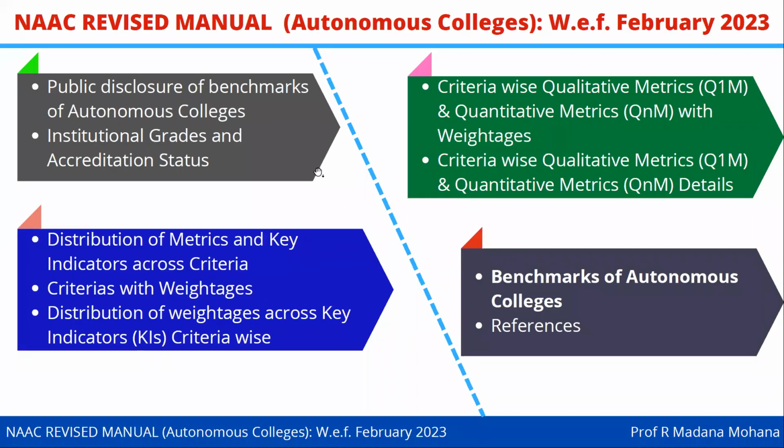Coming to the outline. As per the revised manual for autonomous colleges, which will be commenced from 1st February 2023, in this video, I will give the overview of the public disclosure of benchmarks for autonomous colleges, then institutional grades and accreditation status sheet, then distribution of metrics and key indicators across all the criteria with weightages, the distribution of weightages across key indicators, criteria wise, then criteria wise qualitative metrics and quantitative metrics with weightages, details, benchmarks of autonomous colleges followed by references.